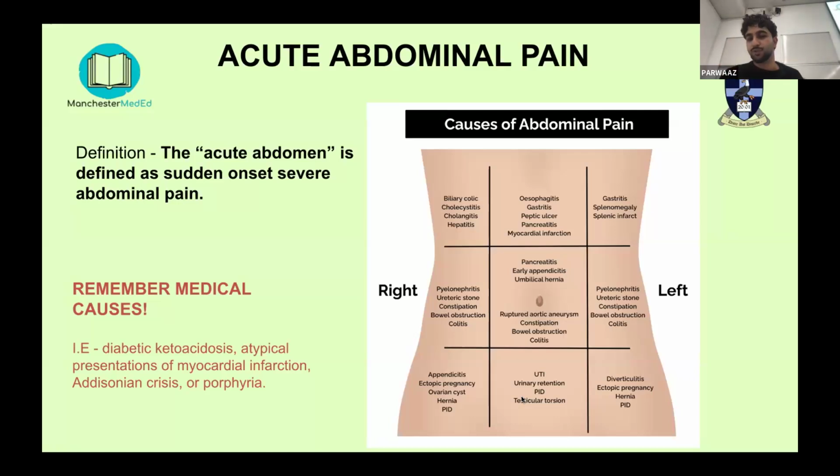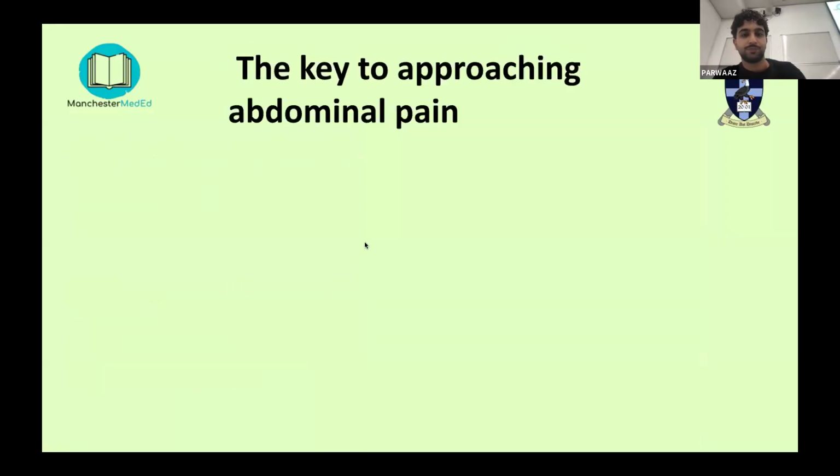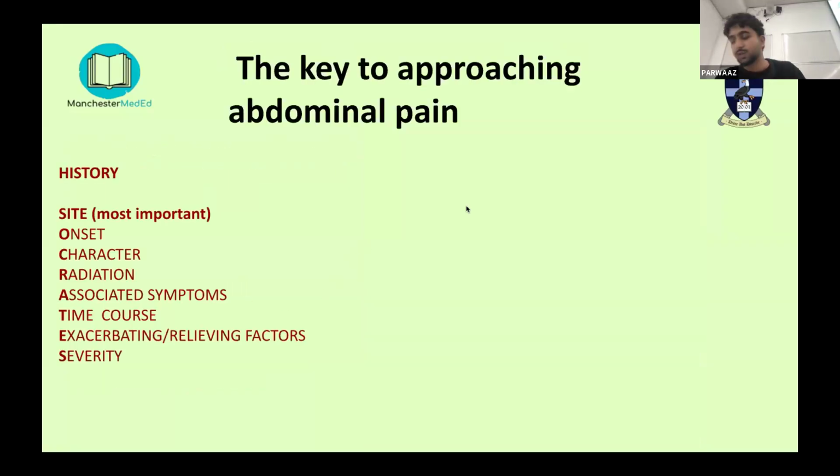Now, I know it's a lot of overload going through these things, but I would really recommend you go through this diagram and learn it, especially if you're in the early years of medical school, because it will help you form diagnosis lists. So the key to approaching abdominal pain, some of the older years will probably be saying this a lot, but I'm still going to say it because it's genuinely one of the most important things when you see pain in exam questions. Okay, SOCRATES will absolutely never fail you.